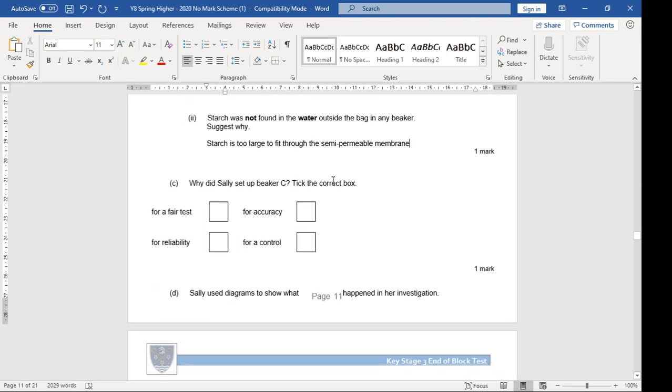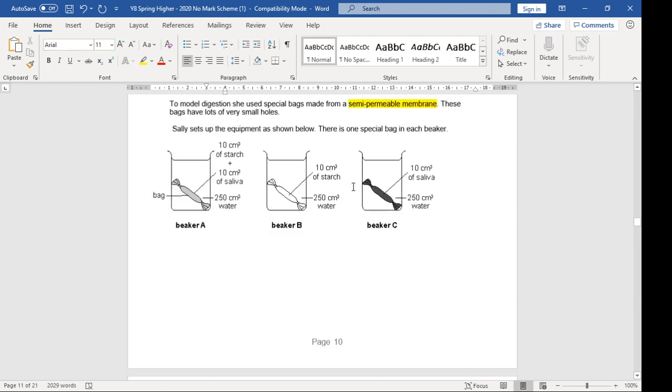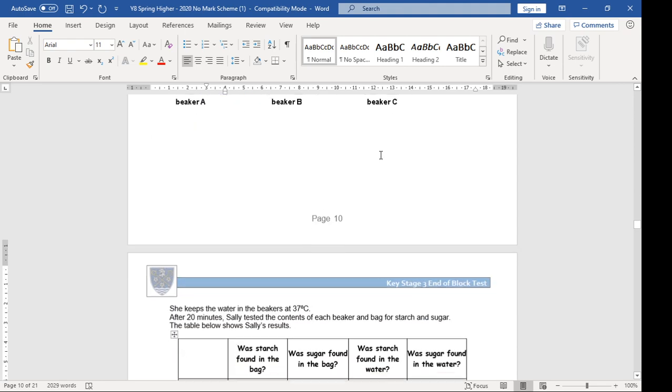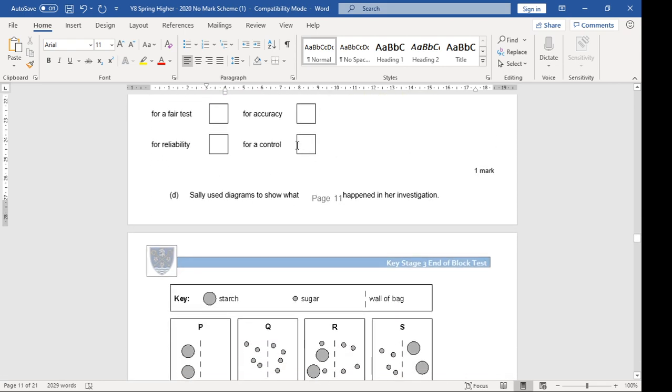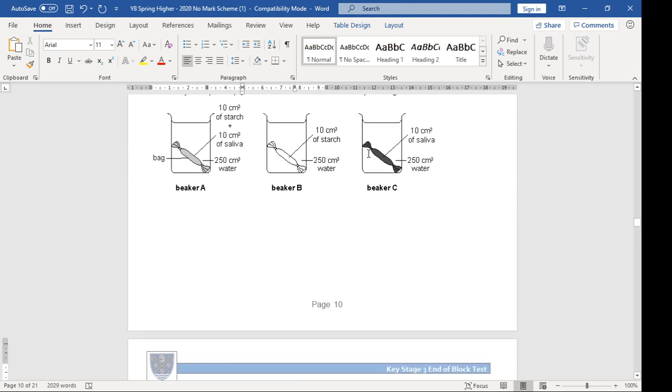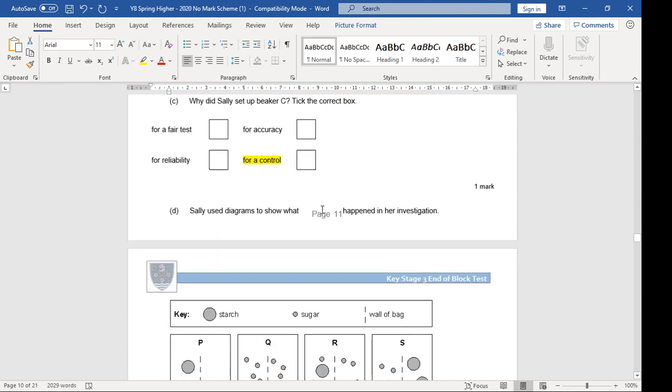Why did Sally set up beaker C? Beaker C is just saliva, there's not actually any chemical in there. So we'd call that a control. A control's designed to observe if there's any result when you don't have, say, an active ingredient. In this case we don't have any starch, we only have saliva, so we won't expect anything to happen, but it's just to check that. If we suddenly discovered it tested for starch and it appeared black, then we'd have to go back and reconsider all our results.